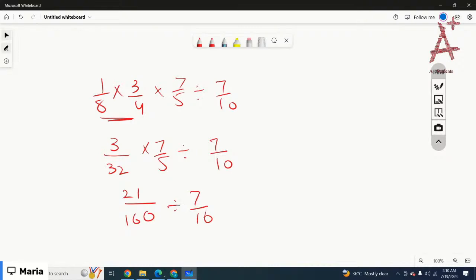Okay, now you have to divide. Just replace this division sign with multiplication and take the reciprocal of the term right after the division sign. It would be 21 over 160 multiplied by 10 over 7. Got it? Just replace the division sign with multiplication and reciprocal. So 7 times 3 is 21, and 10 times 16 is 160. It would be 3 over 16. So the correct option is 3 over 16. Got it?